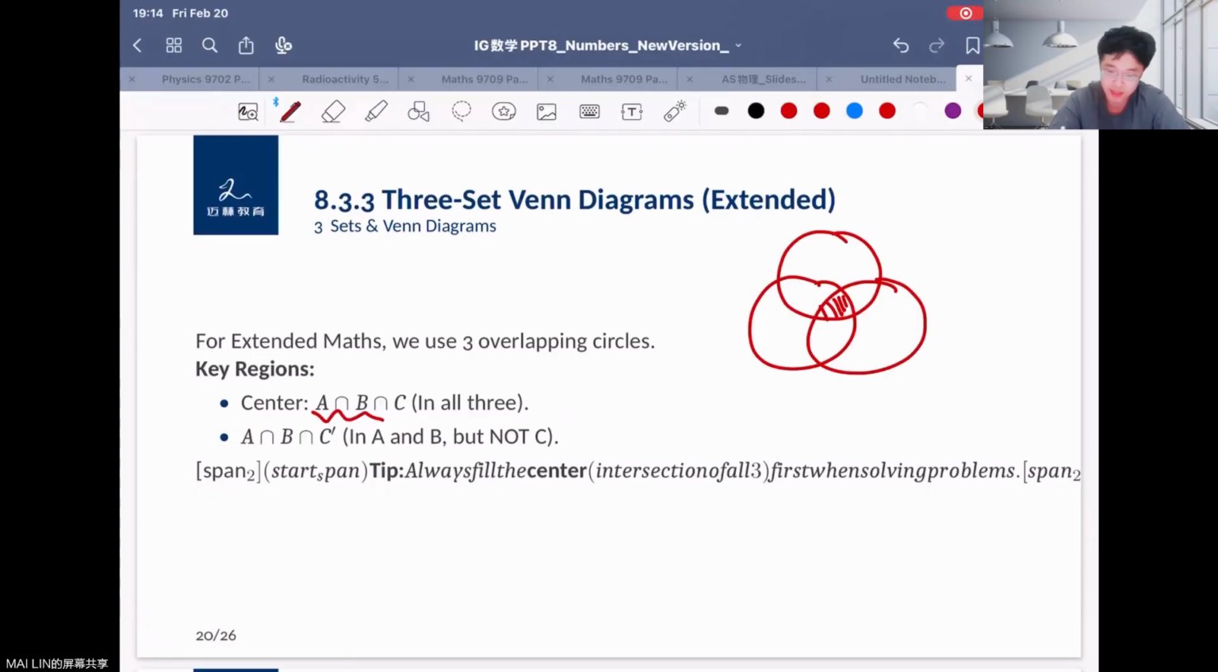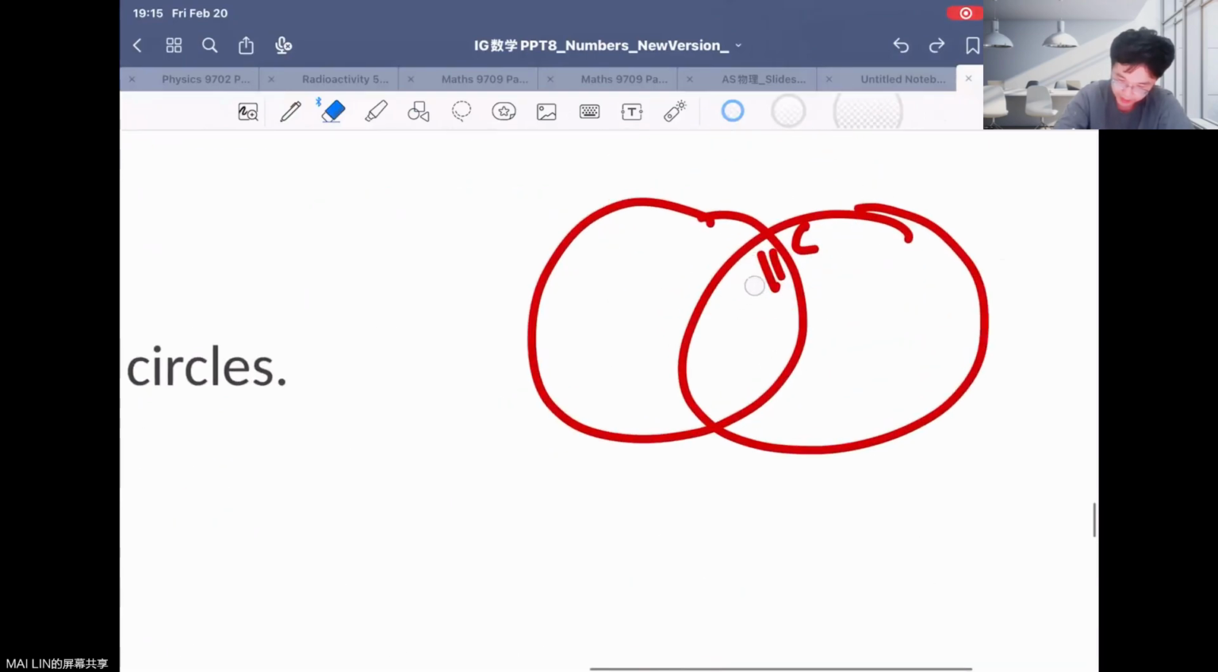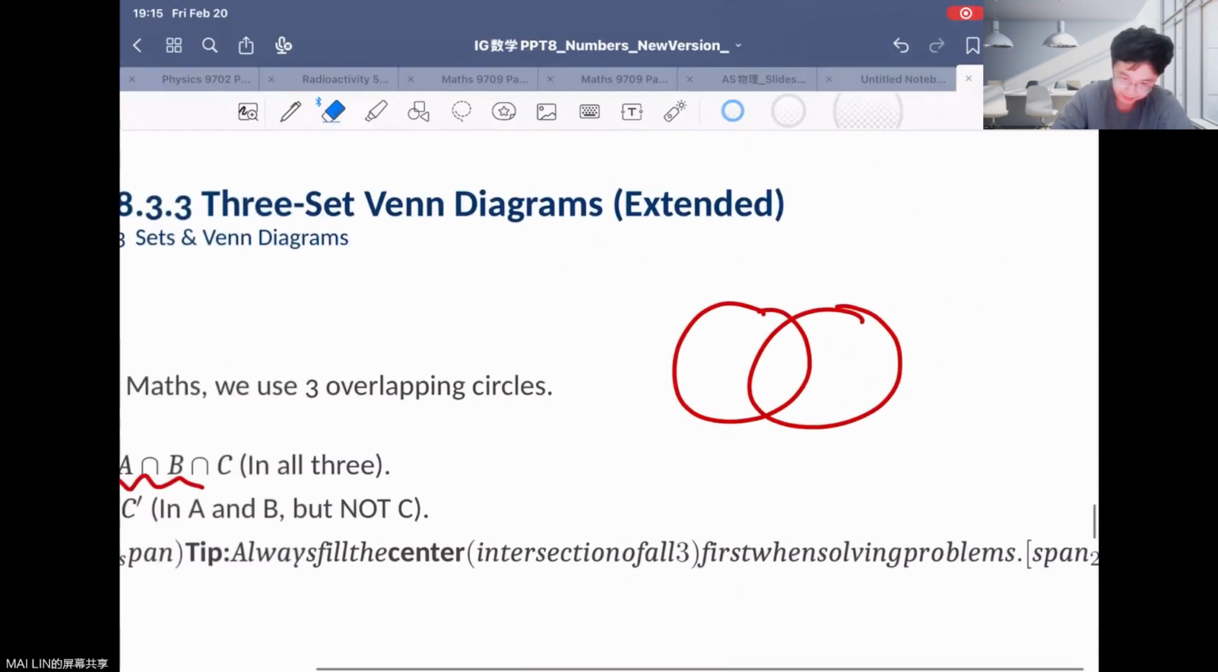So we can say in this way, this center means A and B and C, right? Okay. So if we have A and B and complement C, so we knew that for complement C, sorry, okay, I'll make it bigger, okay.